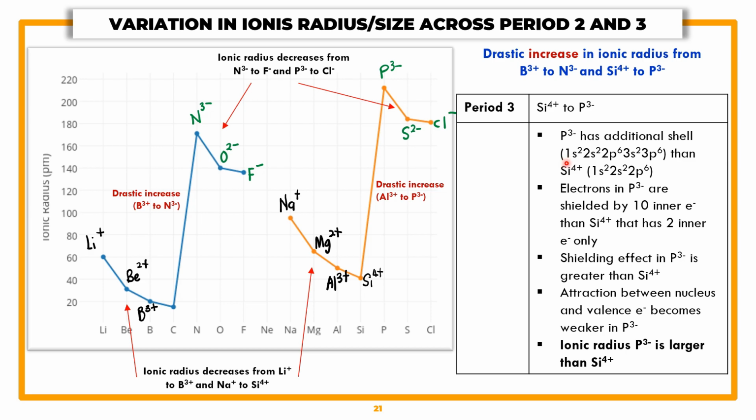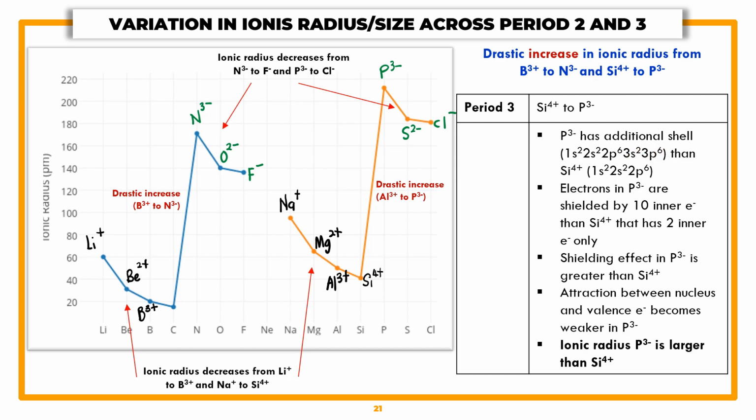So this will be the ionic configuration for the phosphorus ion, 1s2, 2s2, 2p6, 3s2, 3p6. Then silicon 4+, okay, yang hanya mempunyai this electron configuration for ion. So electron in P3- are shielded by 10 inner electrons than silicon 4+ that has 2 inner electron only. So from here, you boleh tengok dalam ionic configuration of this phosphorus, so these two orbitals merujuk kepada valence shell.